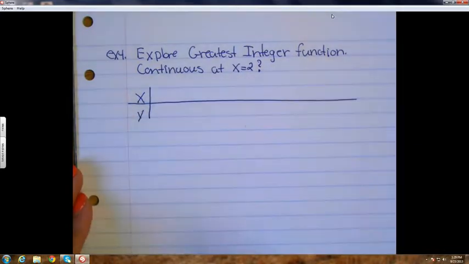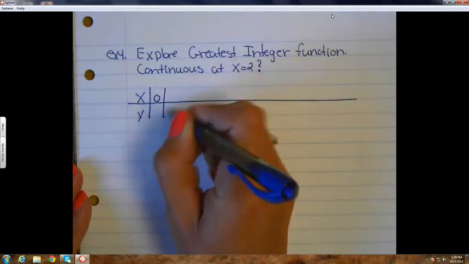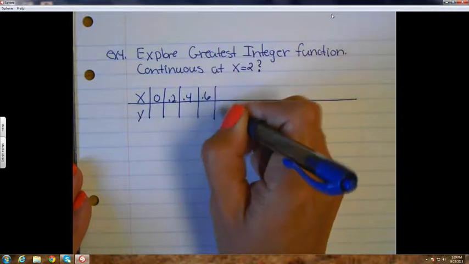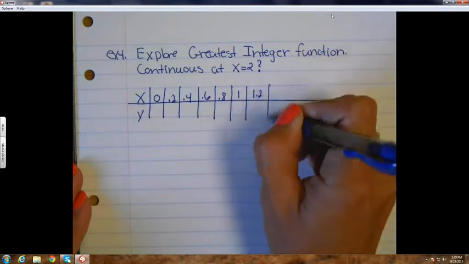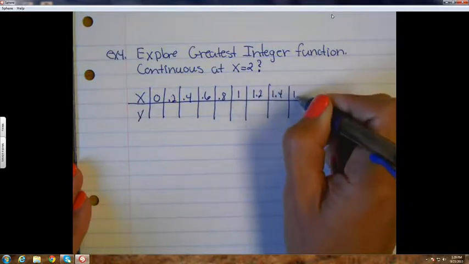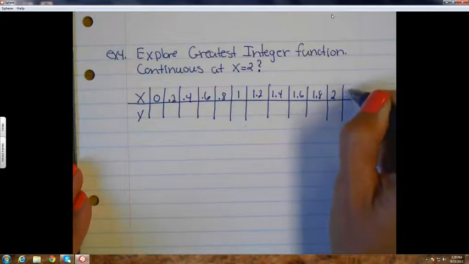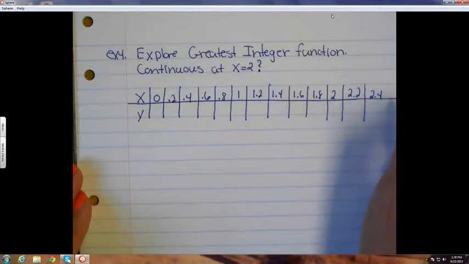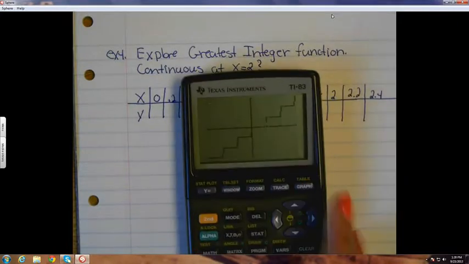I want to go from 0, and I want to go by 0.2s. So 0, 0.2, 0.4, 0.6, 0.8, 1, 1.2, 1.4, 1.6, 1.8, 2, 2.2, 2.4, I'm kind of running out of room. Okay, let's set our table up the same way and see what the y values are. So go back, table set, starting at 0, and I'm going by 0.2.